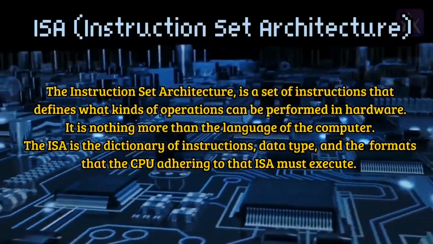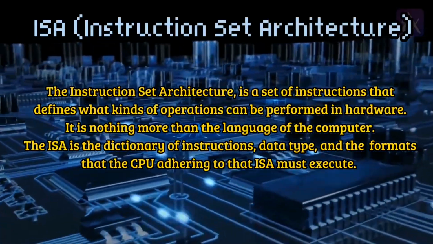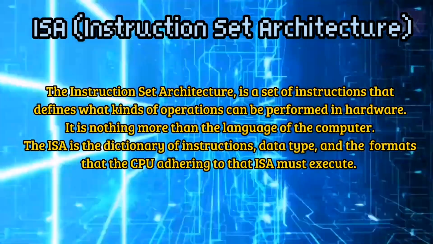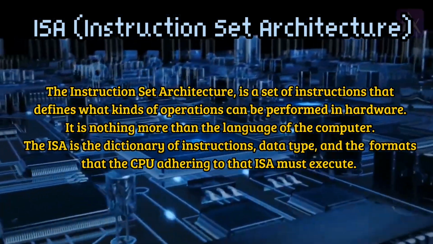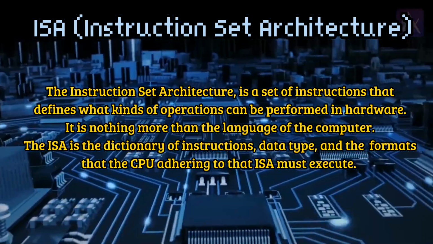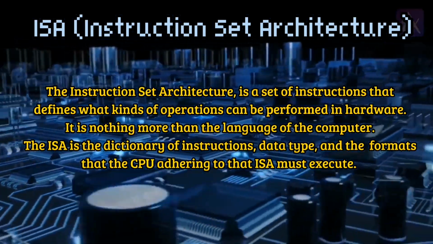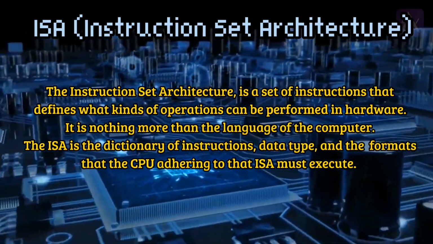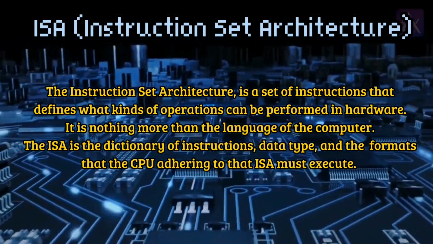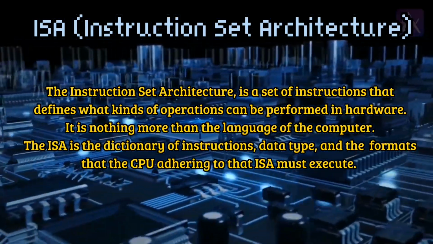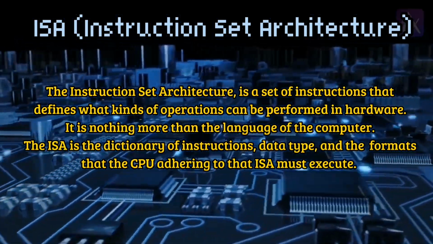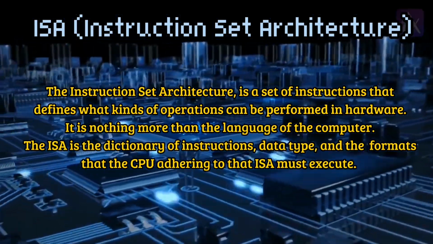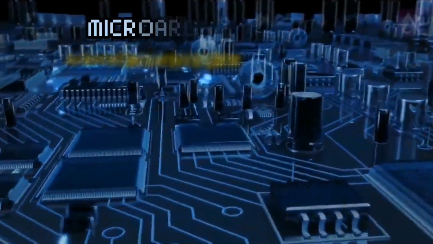The ISA, or Instruction Set Architecture. The Instruction Set Architecture is a set of instructions that defines what kind of operations can be performed in hardware. It is nothing more than the language of the computer. The ISA is the dictionary of instructions, data types, and formats that a CPU adhering to that ISA must execute.